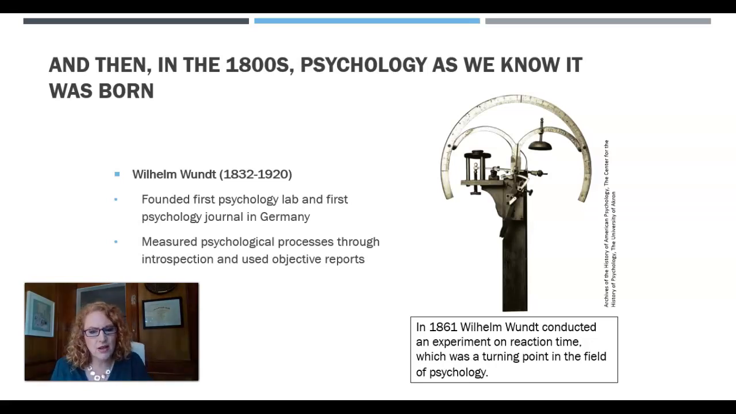Wundt was measuring psychological processes through something he called introspection. He would have patients come in. You can see his apparatus here. He was conducting experiments on reaction time. So he would maybe give somebody an apple, and then he would say, report to me what your experience of the apple is. That's the introspection part. And then he was using objective reports, measuring how quickly people could respond. So you can see this is beginning to be somewhat more scientific. We're looking for objective data that we can look at.